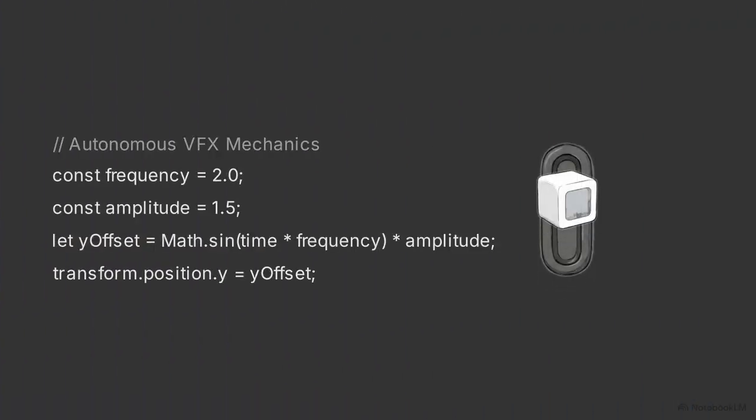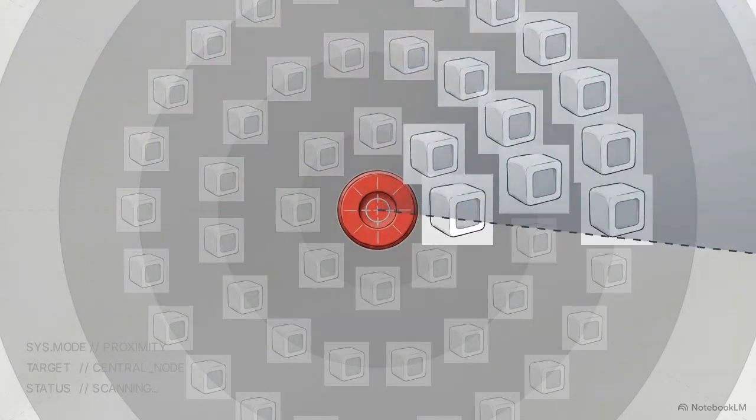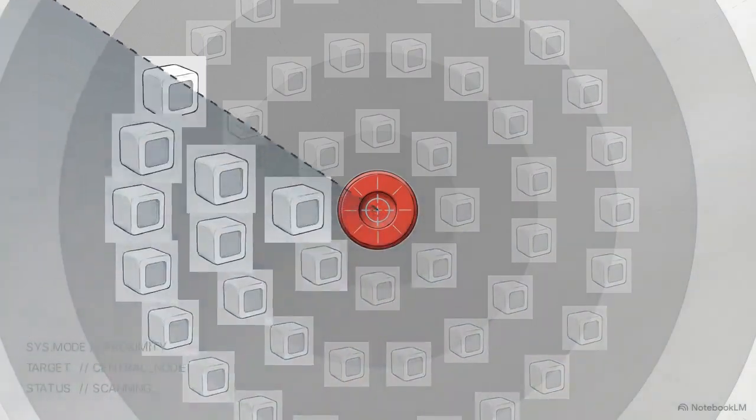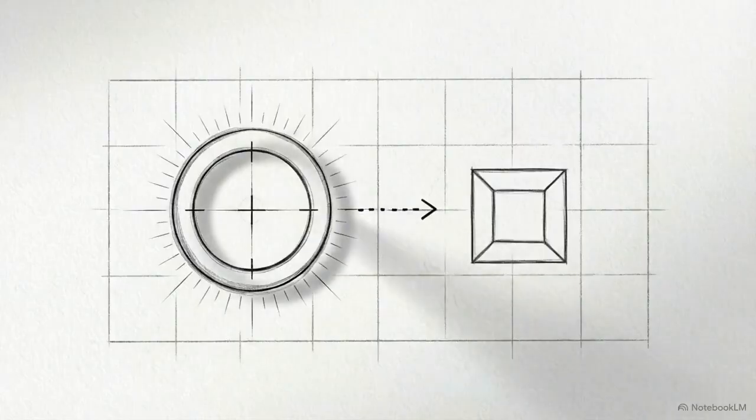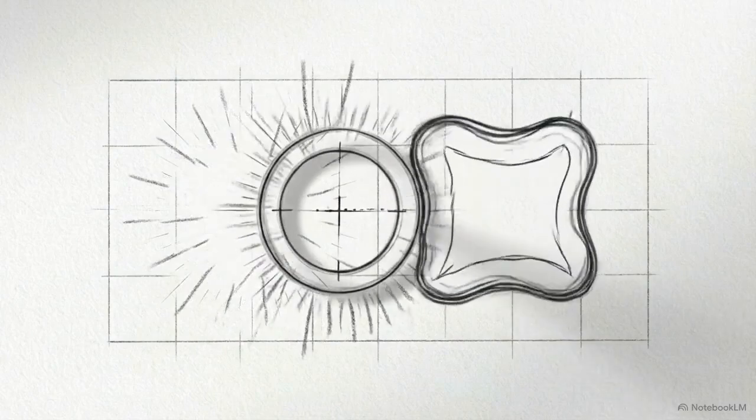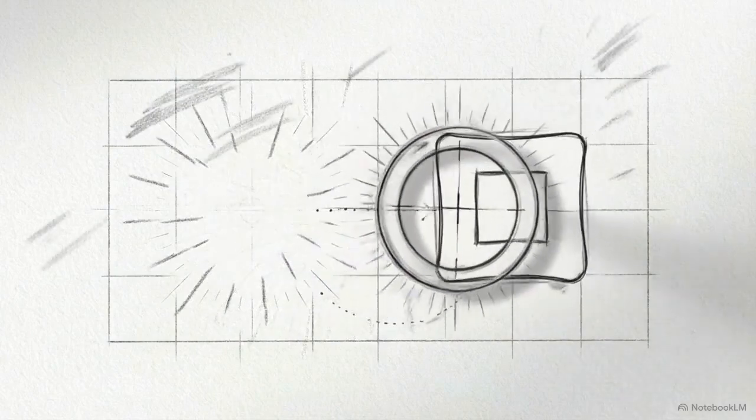We can bypass the timeline entirely by using autonomous VFX mechanics. We write simple mathematical rules that tell the software exactly how to behave. Today, we are going to build a fully automated proximity effector system. Our shapes will react dynamically to a target object, and we will do it without setting a single manual keyframe.